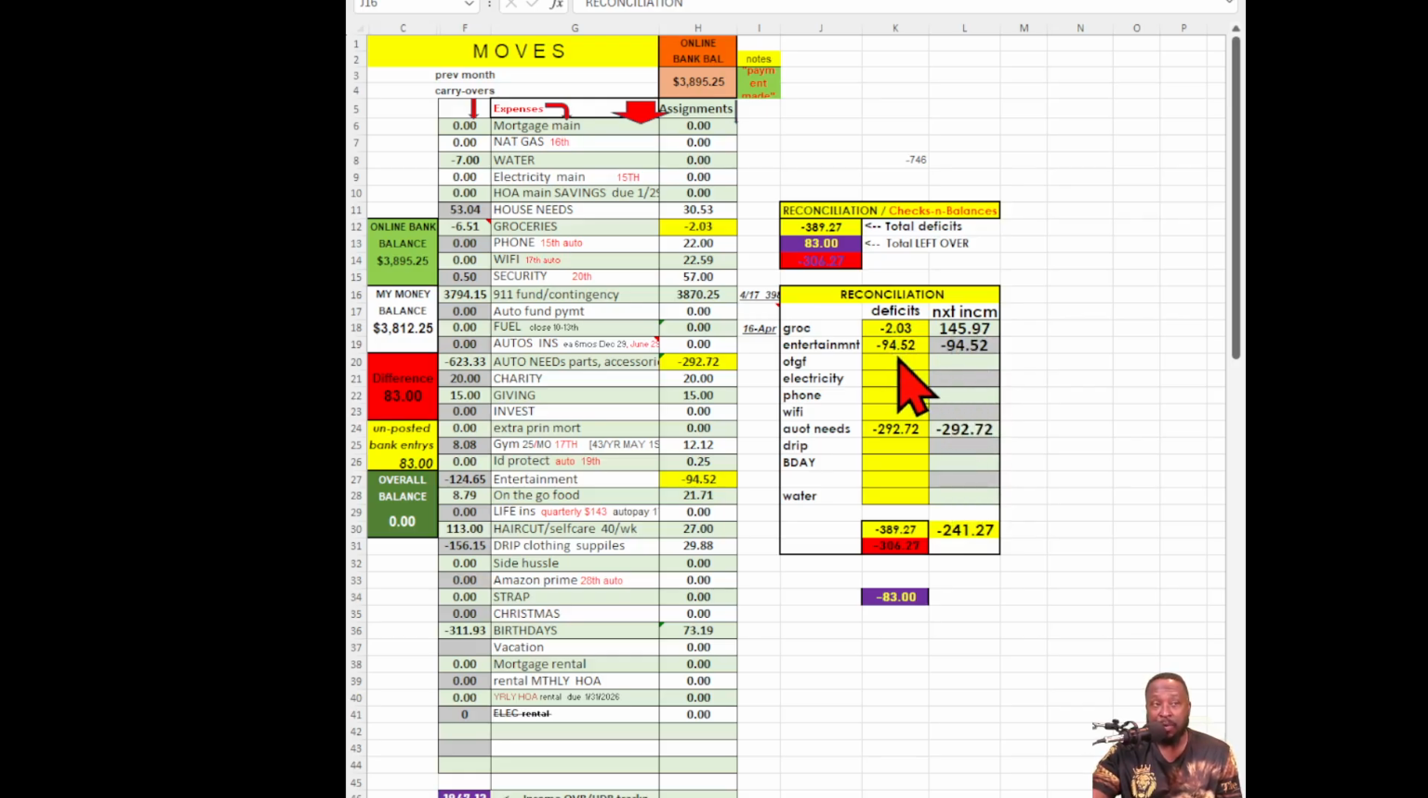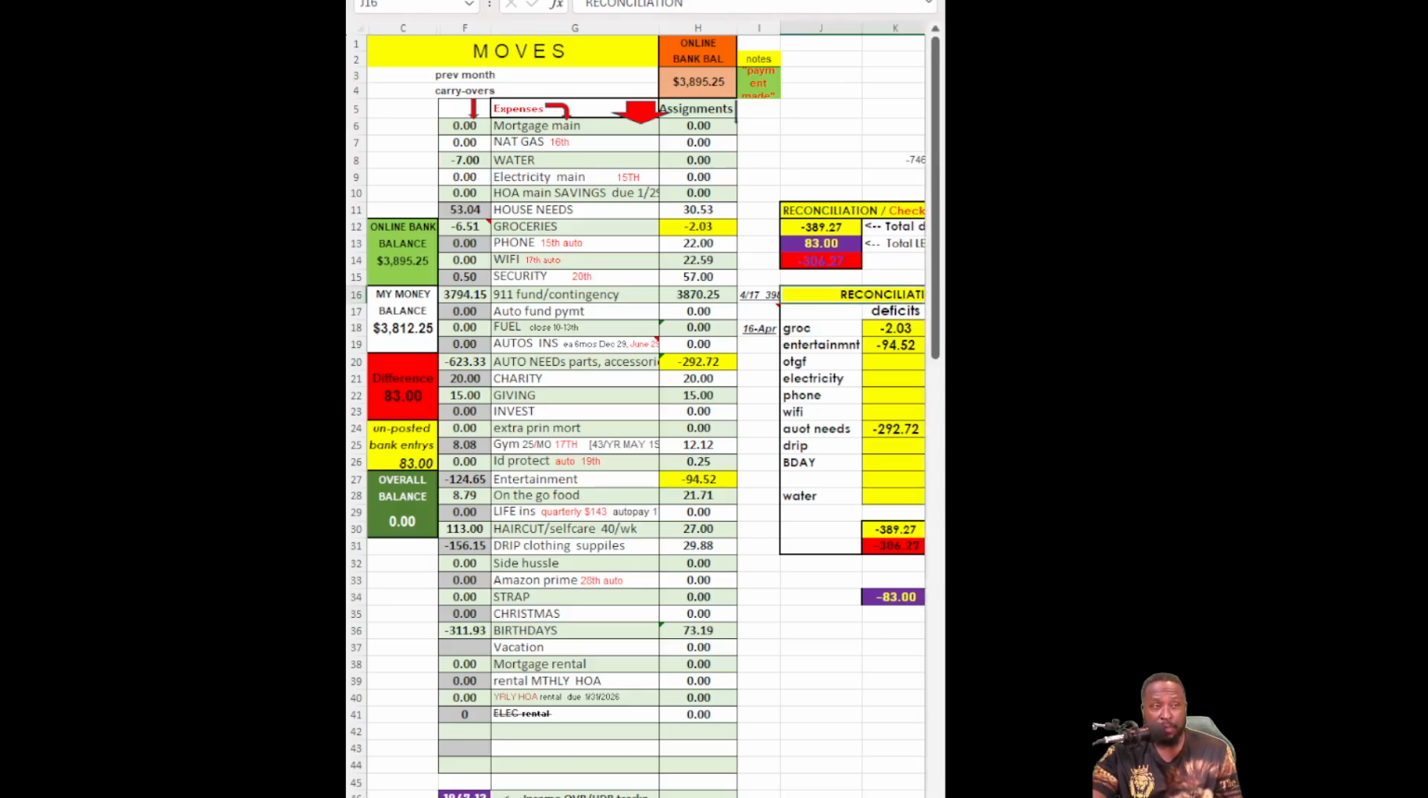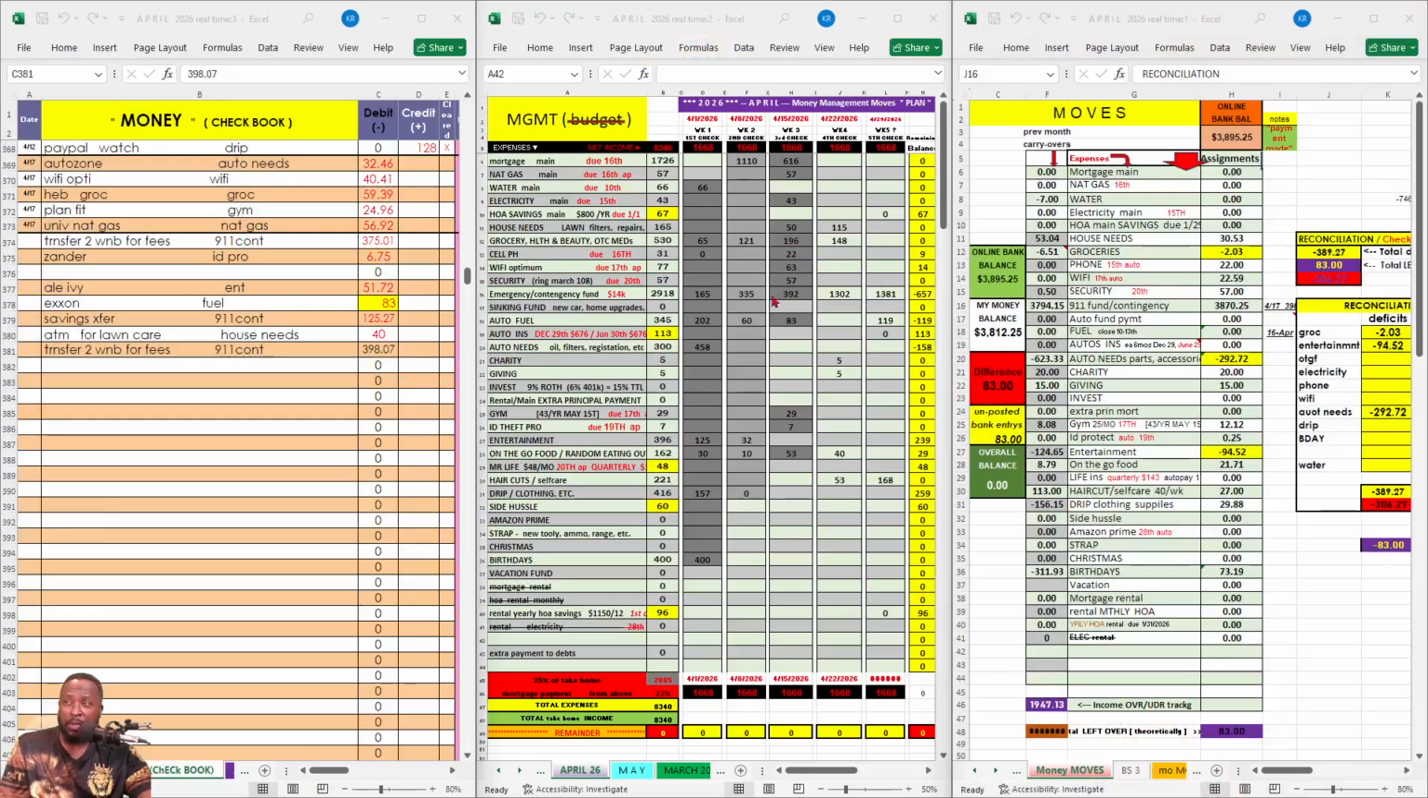And as we see it right now, some of those amounts are going to result in positive amounts and negative amounts. And the adjustment part is where I'm going to utilize my management spreadsheet right here to make adjustments. So this is what I mean by that.